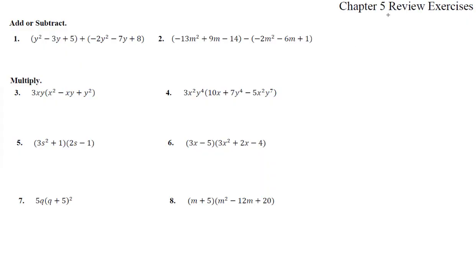Here we are in Chapter 5 review exercises numbers 1 through 8. Here we're going to add or subtract polynomials, which is just combining like terms. That's nice. Let's write these underneath this one. So we have a negative 2y squared minus 7y plus 8.